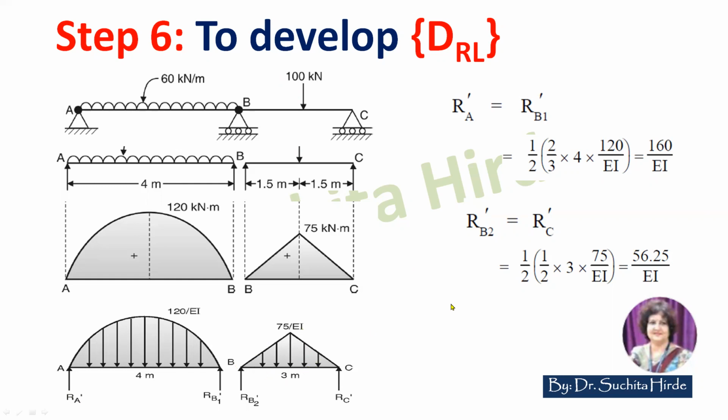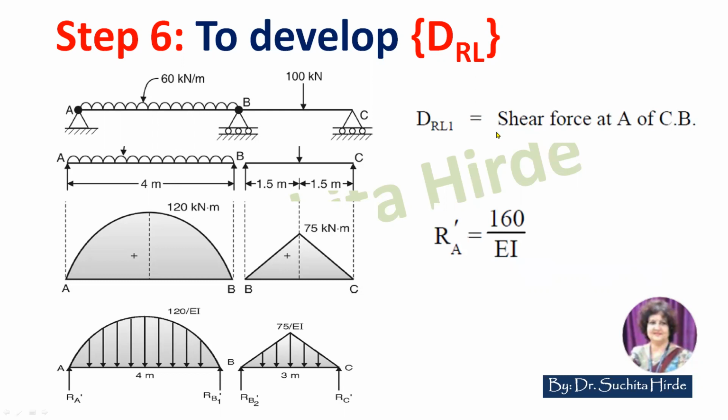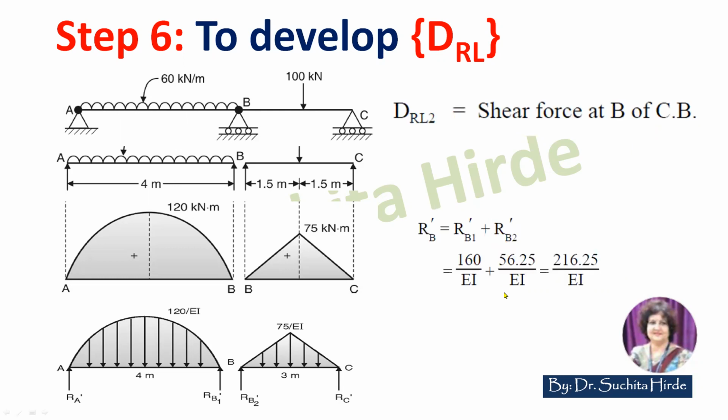So we can directly calculate half of the total load, which is 56.25 upon EI. Now DRL1 is nothing but slope at A, which is equal to RA dash, and DRL2 is nothing but the slope at B, change in slope at B, which is nothing but addition of RB1 and RB2. So let us calculate. DRL1 is shear force at A of conjugate beam, which is equal to 160 upon EI. Just now we have calculated.